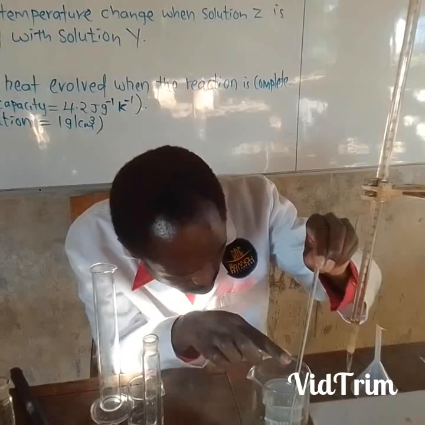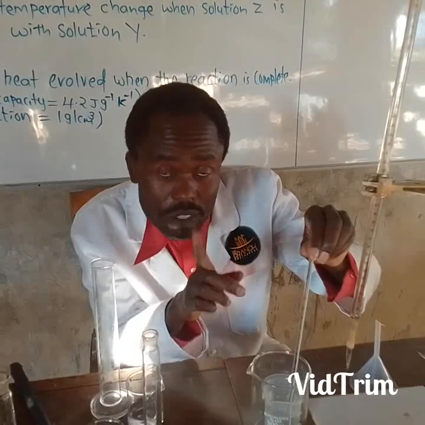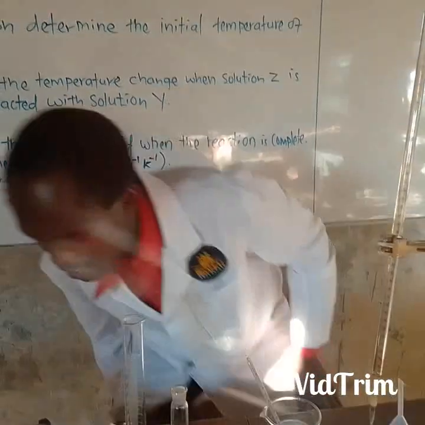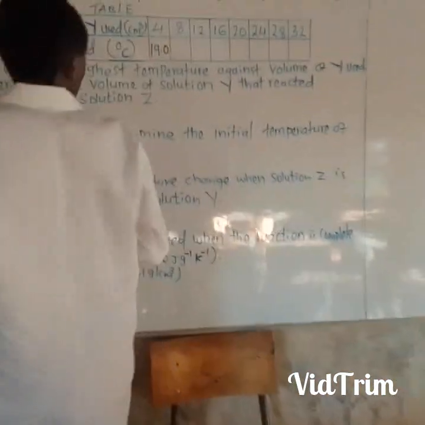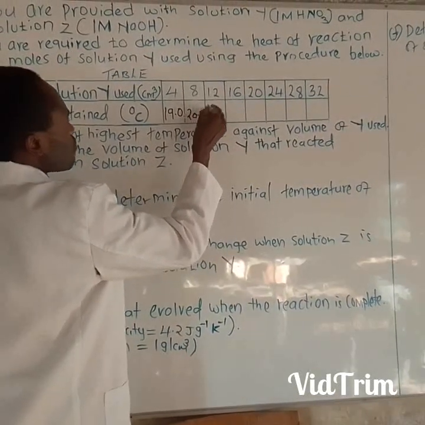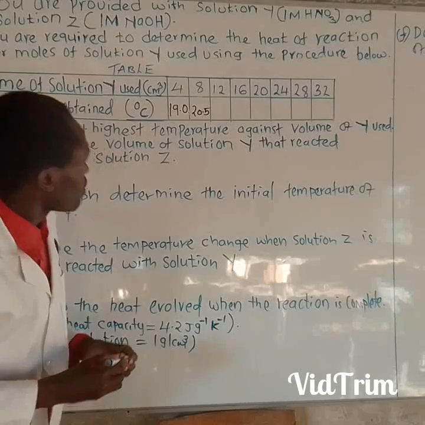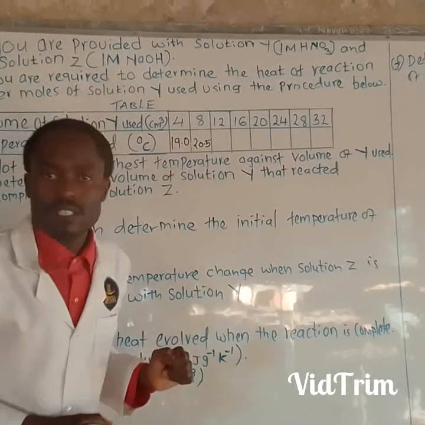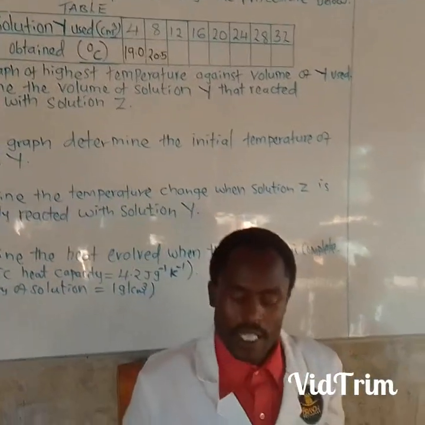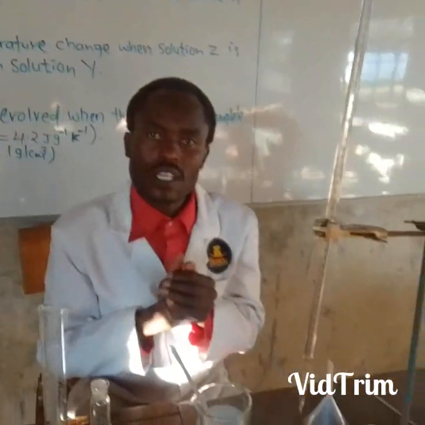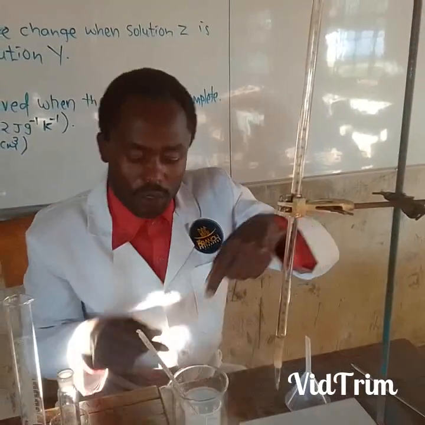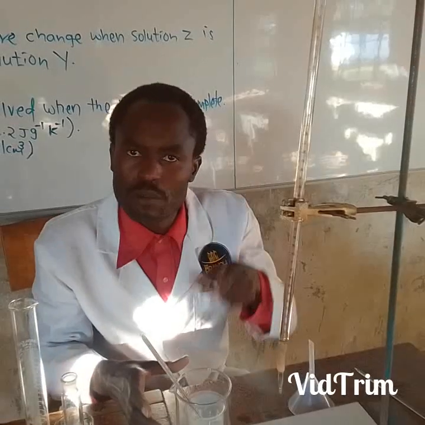Exactly 20.5 degrees Celsius. Then I have again to record. So this is 20.5 degrees Celsius. Then again I add 4 mL of solution Y from the burette to this mixture without removing the thermometer.